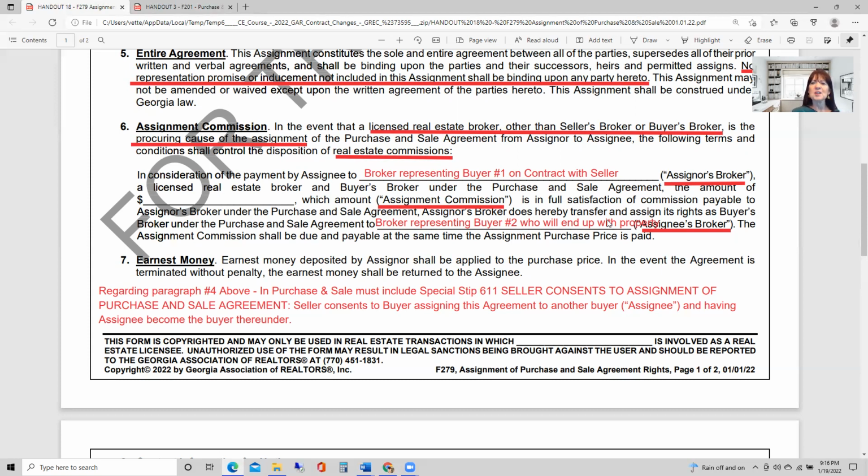The assignor's broker does hereby waive and assign all the rights of the buyer's broker under the purchase and sale agreement. So now the broker representing the investor is now out of it. Now the broker who, if there's a third broker involved, represents the assignee, the end buyer that's going to buy the property, they take over the position of the broker on the buy side with the seller. So the broker representing buyer number 2 who will end up in the property gets the commission with respect to the purchase and sale agreement.